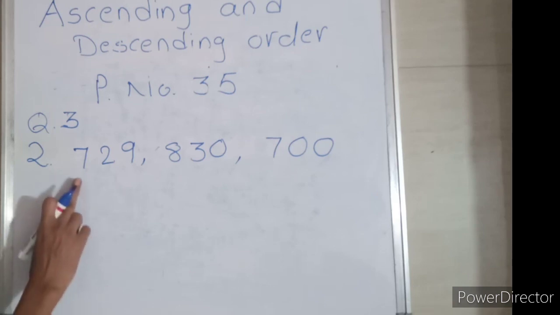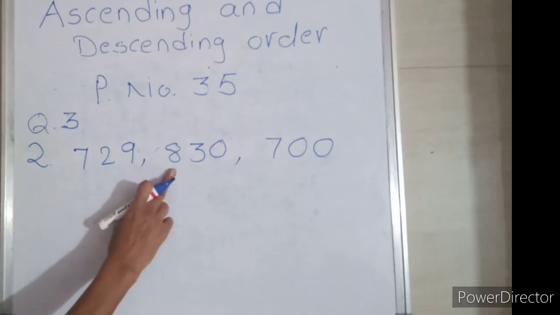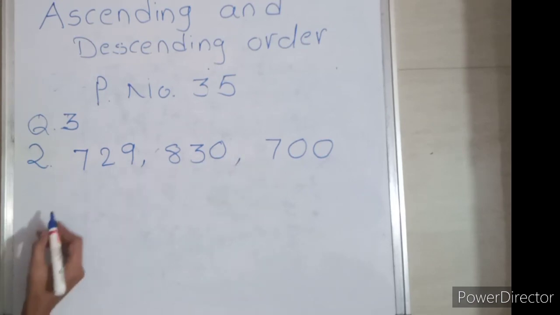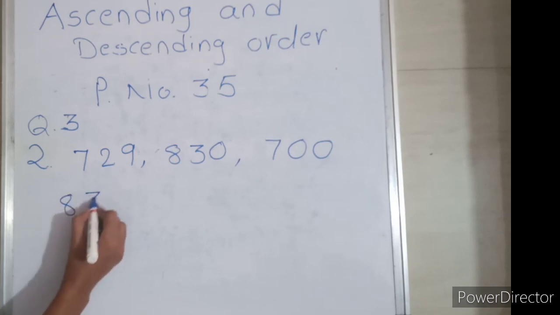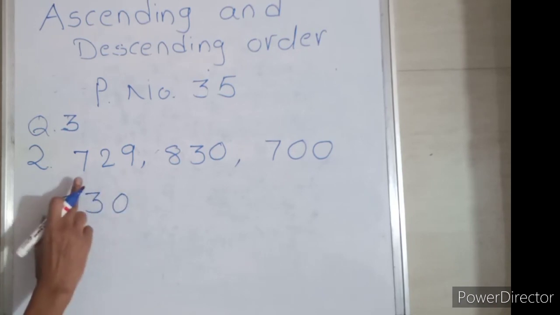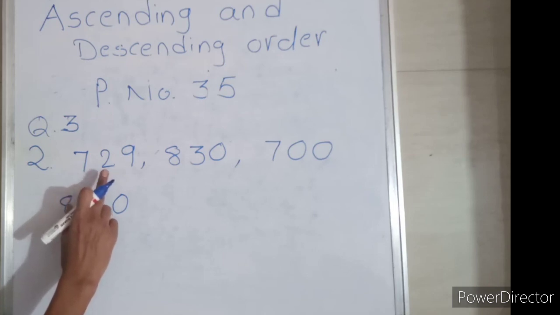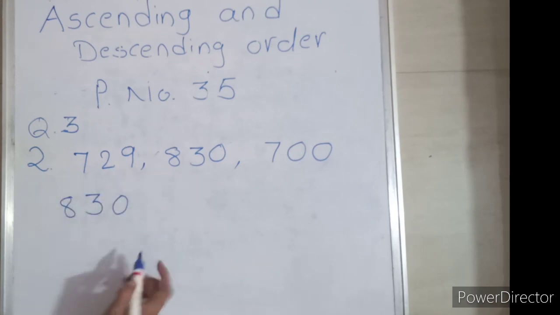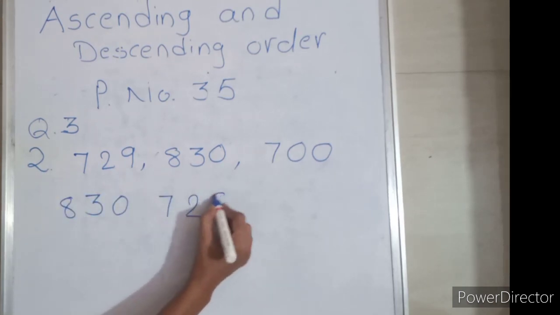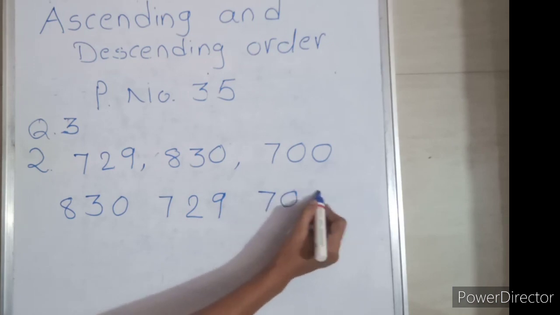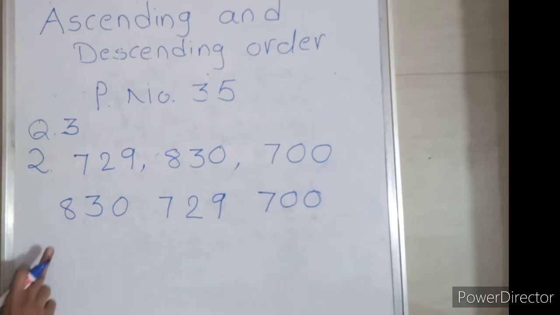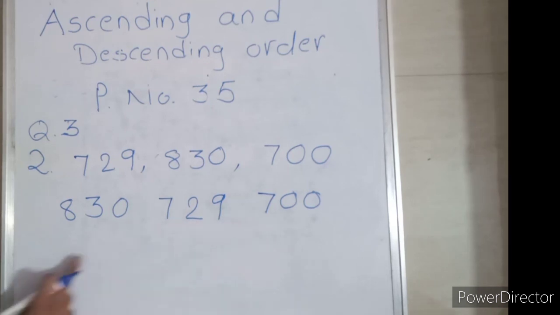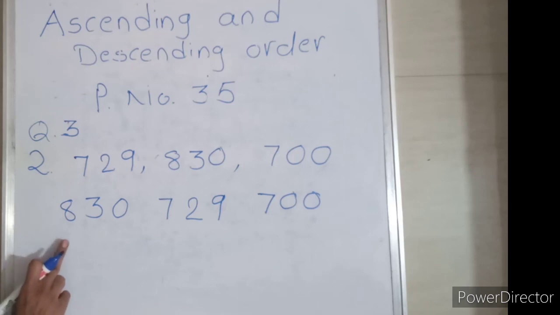So first see the hundreds place. Here is 7, here is 8, here is also 7. So yes, 8 is a big number. So first we will write here 830. Then we need to see the tens place. Here is 2, here is 0. So 2 is bigger than 0. So here will come 729 and then at the last 700. So 830, 729 and then 700. We arrange these numbers in descending order.